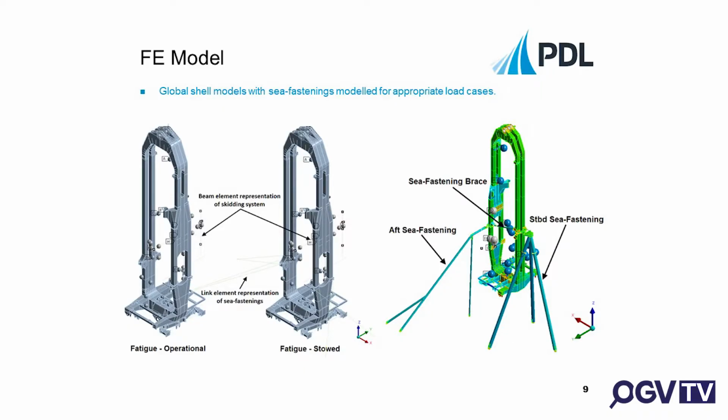So this is the ITF. This is the global shell model that we use to capture the general response in a global sense. You can see two slightly different versions of the ITF, with slightly different sea fastenings, but they're both modeled using shell modeling. We modeled it in the sea fastened location and also in the operational location, with slightly different boundary conditions needed to model the sea fastenings in the sea fastened location.